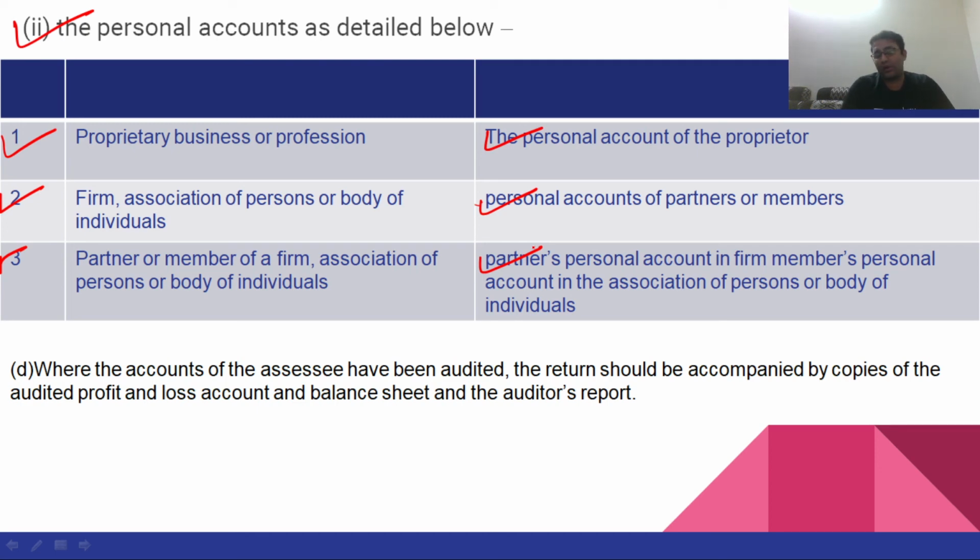And if the return being filed is of a partner or a member of a firm, association, or body of individuals, then the partner's personal account, and the firm's and the member's personal account in the association of persons or body of individuals, needs to be attached. Similarly, where the accounts of the assessee have been audited, the return should be accompanied by copies of the audited profit and loss account, balance sheet and auditor's report. That's what we saw in the previous one. So these are a few of the documents that need to be attached with the return of income. Otherwise, the return of income will be treated as defective in nature.